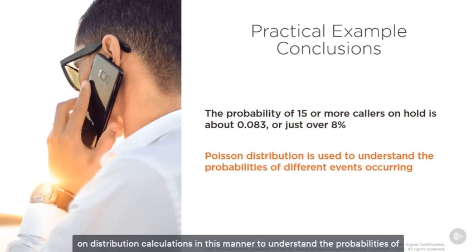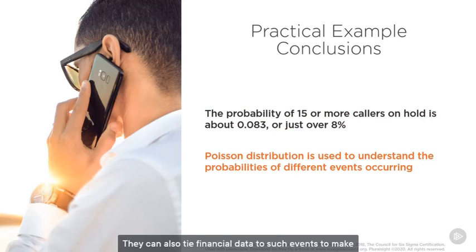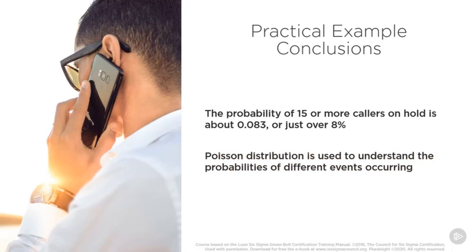Teams can use the Poisson distribution calculations in this manner to understand the probabilities of different events occurring. They can also tie financial data to such events to make even better data-driven decisions.